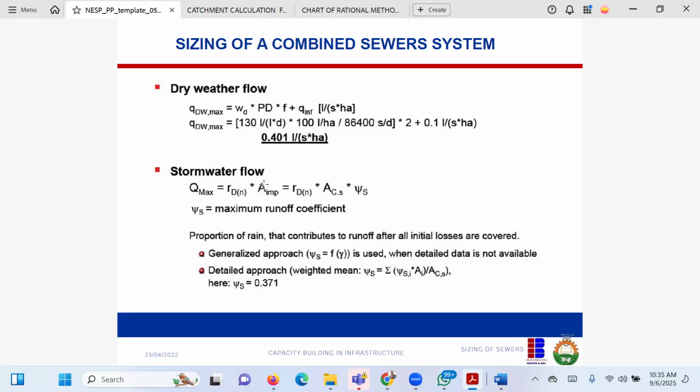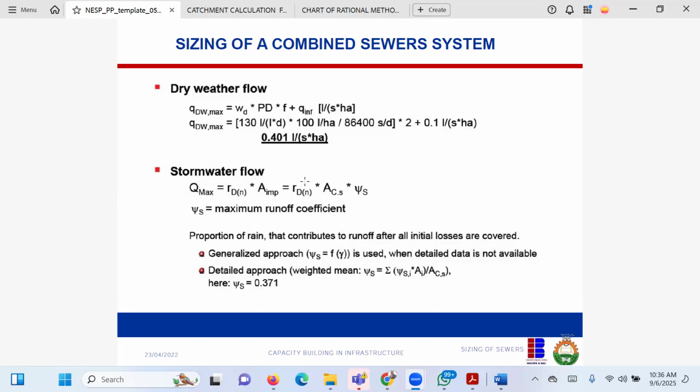The rainfall intensity, in other words, the rain that is falling, you multiply the rainfall intensity by the area contributing to runoff. And the only area that contributes to runoff is the impervious area. It's the impervious area that contributes to runoff.